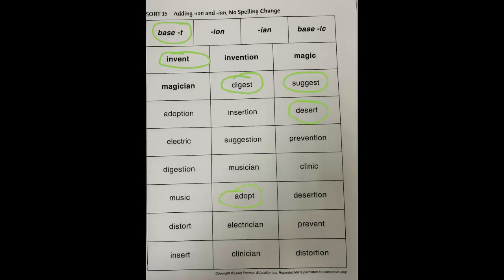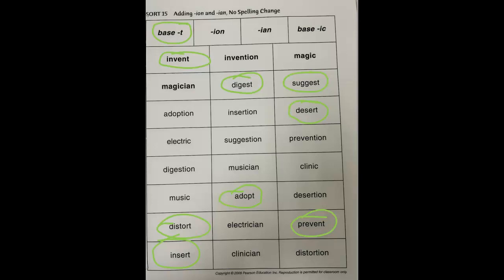Let's see, we have adopt. Distort. If you distort something, that means you stretch it or move it so that it doesn't look the same. So like when you stretch a picture or stretch something, it doesn't look the same. Prevent means don't do something. Insert down here at the bottom. And I believe that might be all of our base words that end with a T. 1, 2, 3, 4, 5, 6, 7, 8. So 8 base words that end with a T.